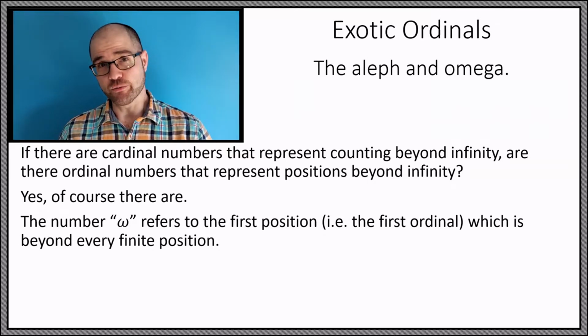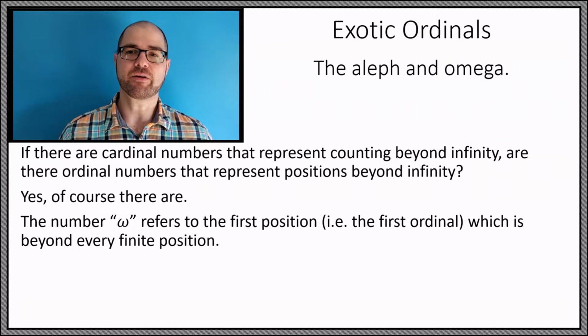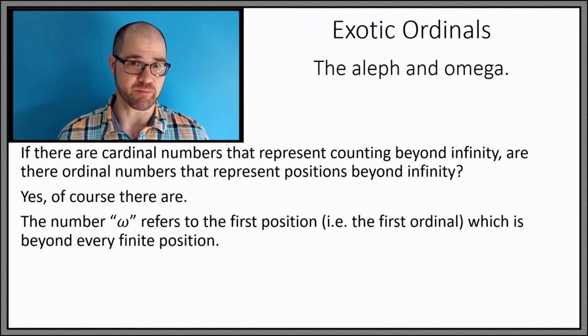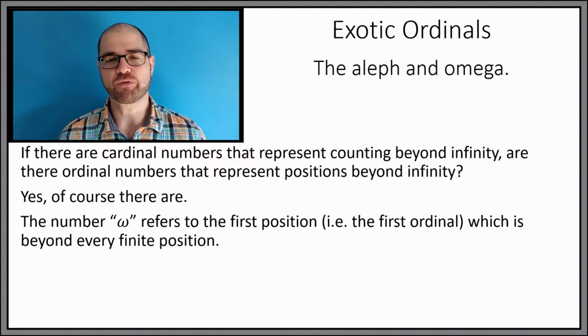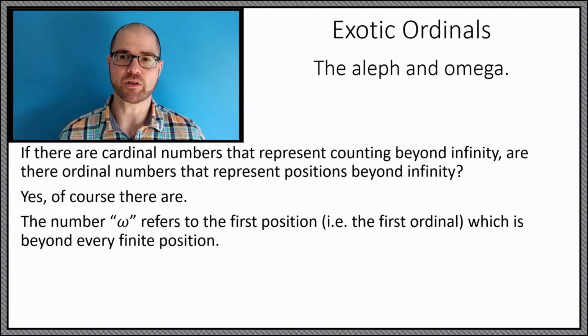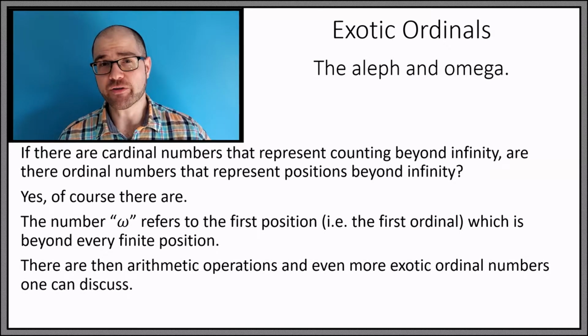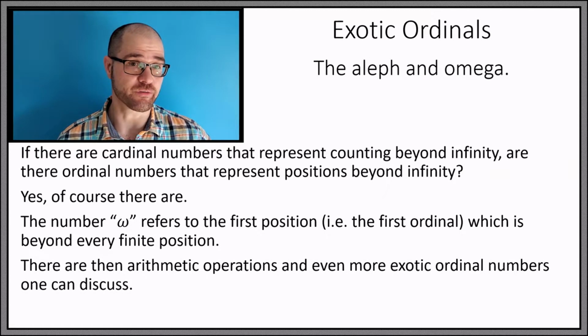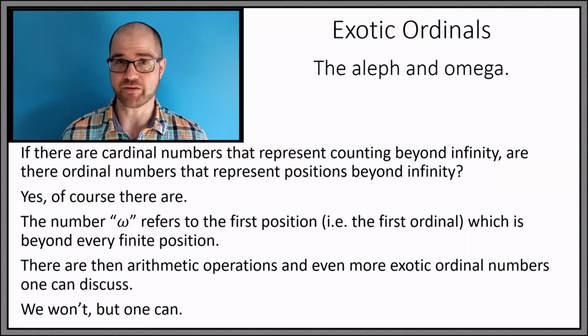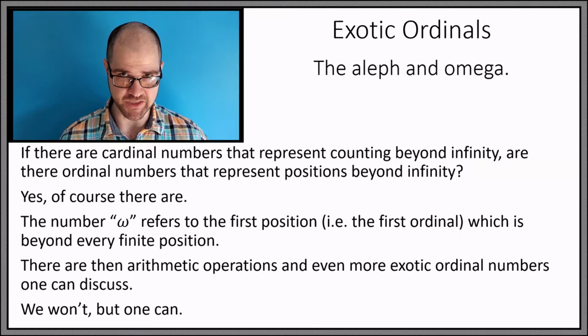Just like we used a new symbol to represent cardinalities bigger than all finite numbers, we use omega to represent the first ordinal number larger than every finite number. And then there are systems of arithmetic on these numbers as well, and again, we're not going into the details, but it's been done.